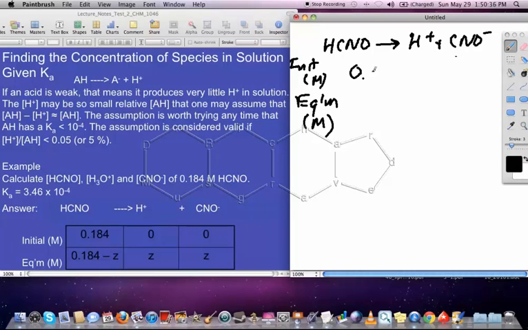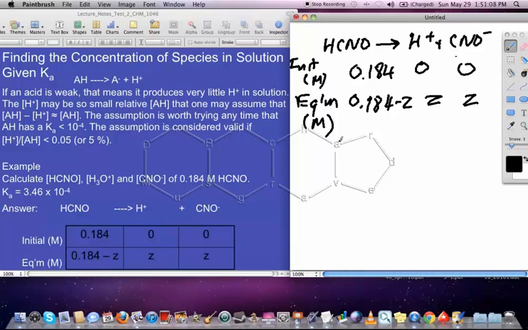This is going to start out at 0.184. This will be 0, this will be 0. At equilibrium, this will be 0.184 minus some amount z. This will go up by z, this will go up by z. So just like we were dealing with the other problems, you'll find that the HCNO will go down by a certain amount and these will go up by the same amount, because whatever we lose of this we gain of these two, and we gain them in the same amounts.